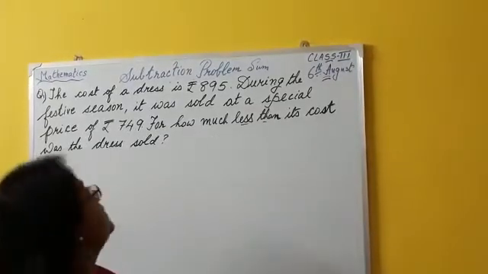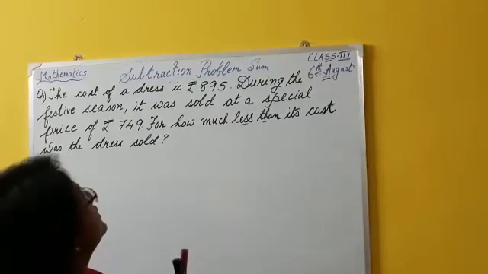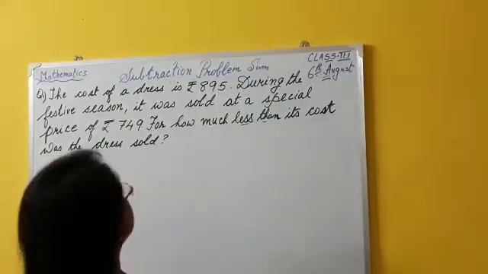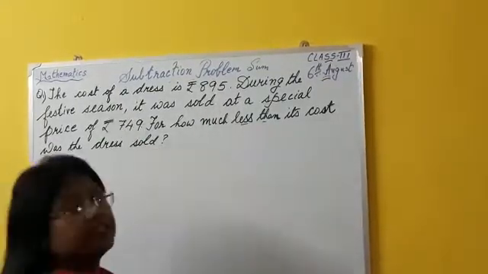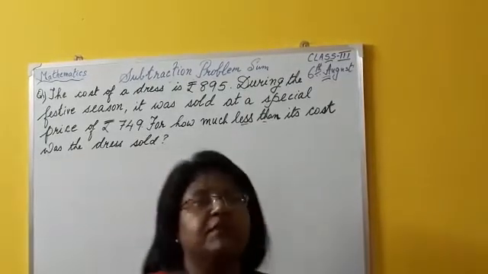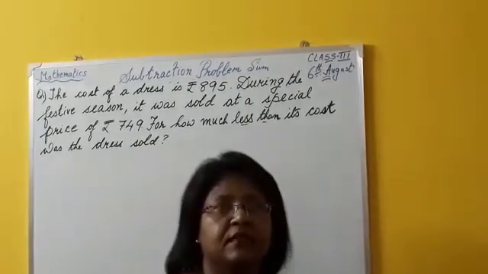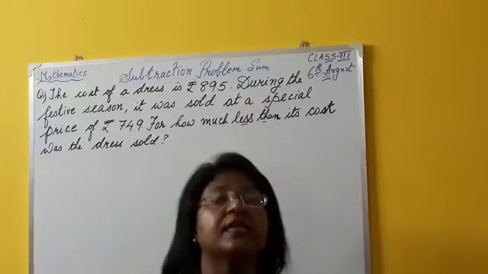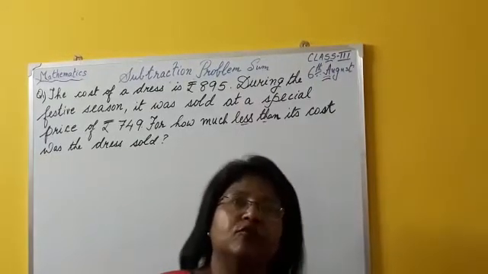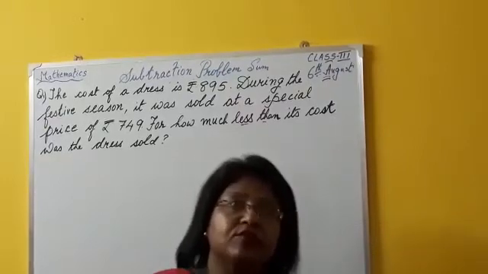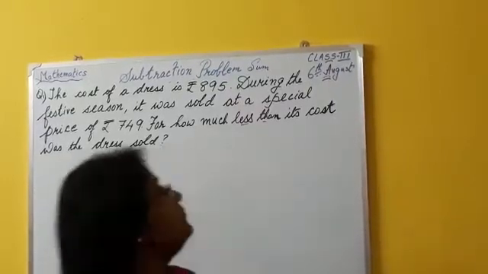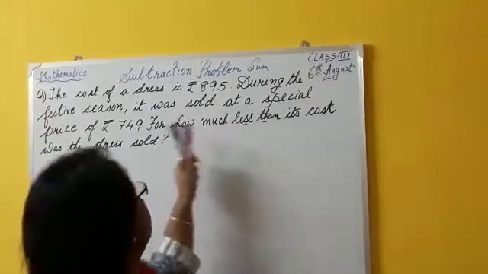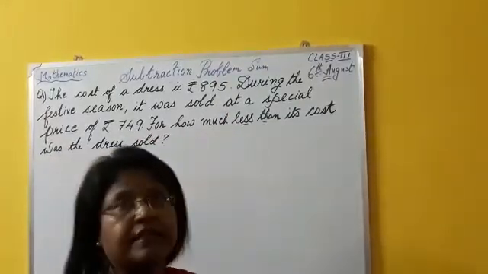What is the sum saying? It is saying that the cost of this dress was 895. During the festive season means during any festival like Durga Puja, Christmas, Eid, what the shopkeepers do, they reduce the price of that article so that people get attracted to it and they go to buy it. So, like that, they reduce the price of this dress from rupees 895 to rupees 749.